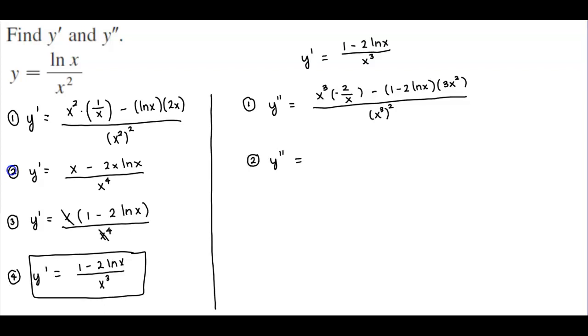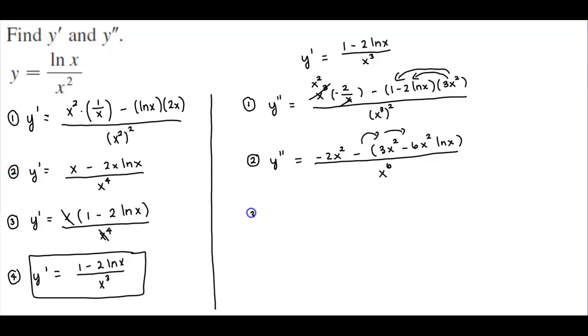So we have x cubed divided by x, which is going to leave us with x squared, and that's negative 2 times x squared, so we have negative 2x squared. And then we distribute the 3x squared, and so that's minus, we have 3x squared, so that's 3x squared times 1, and then 3x squared times negative 2 is negative 6x squared times the natural log of x over x to the third to the second power, which is x to the sixth.